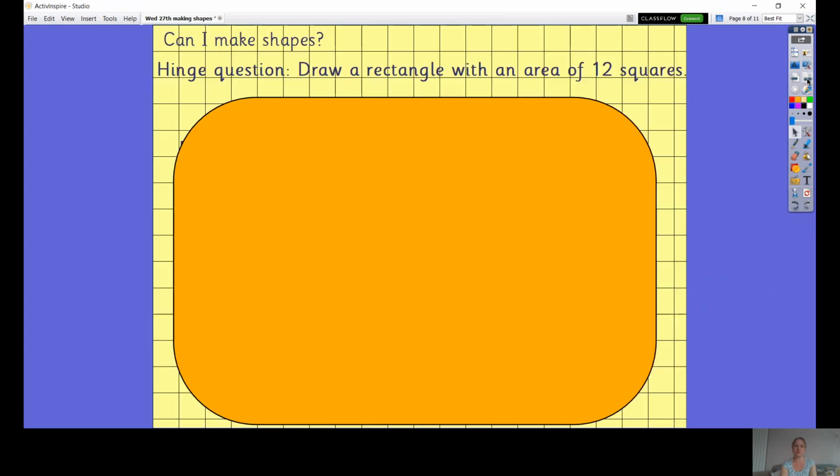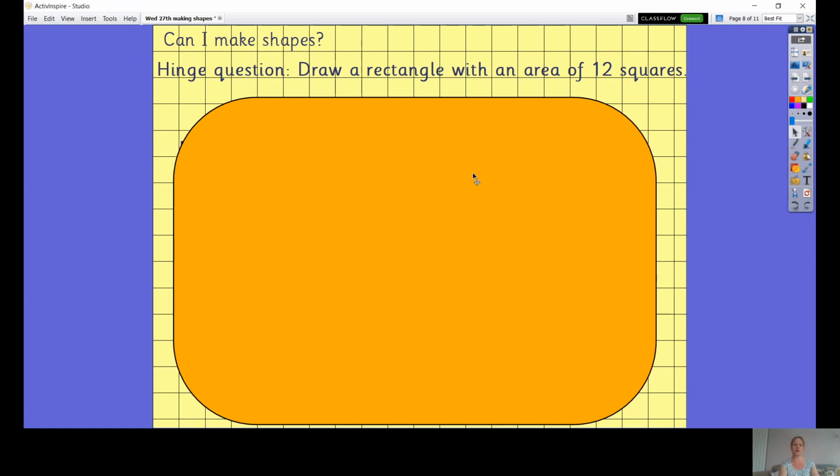Now let's move on. I would like you to draw a rectangle now, so it has to be a rectangle with an area of 12 squares. Now this is going to be very easy for you if you know your times table, because if you know a times table that's got 12 as the answer, that's how many rows and squares you need to draw. So just pause here, draw a rectangle with an area of 12 squares.